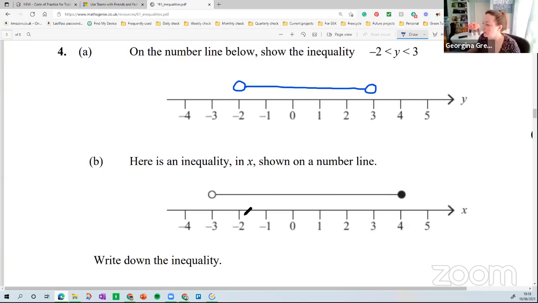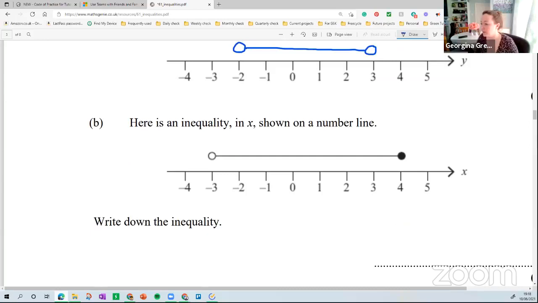We have another one, very similar. So the bounds of this one are -3 and 4. So we'd have to write that down. It starts at -3, and then it goes bigger than that at x that we're describing. So that's what goes in here. And then it stops at 4, but it includes 4, so we'd use the or equal to symbol. It doesn't include -3, so we don't use the or equal to symbol there. Hope that makes sense.